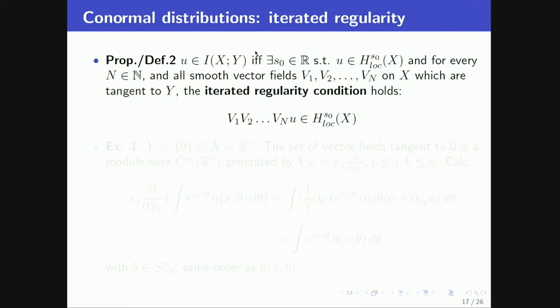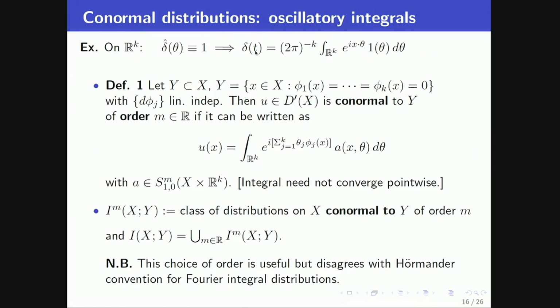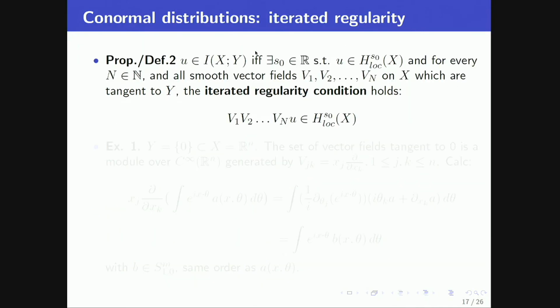Okay, now that was the definition. But now we have a second definition, or it's a proposition, whichever you want to think about it, that the first definition is equivalent to the second definition. So the following is true. Let me state it as a proposition. So u is in this class I of X, Y. So it's conormal to Y of some order.